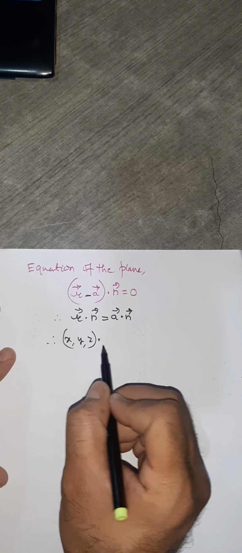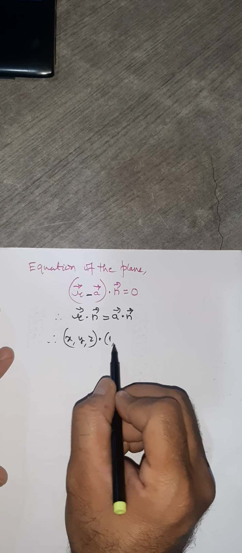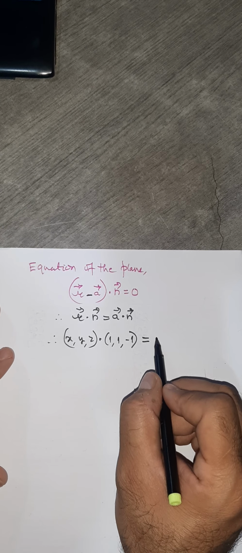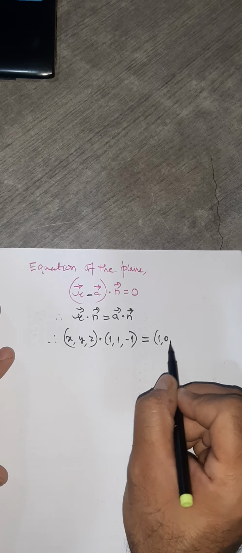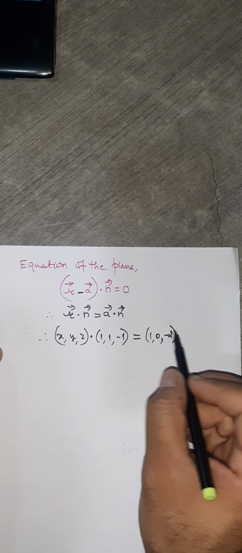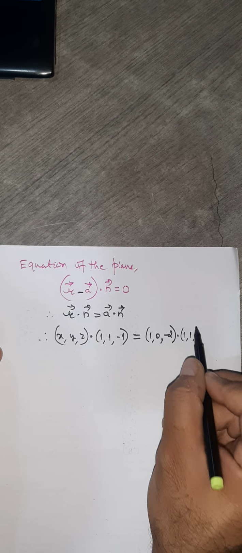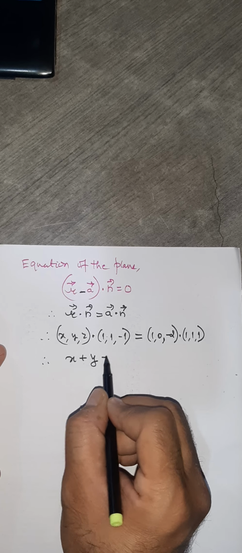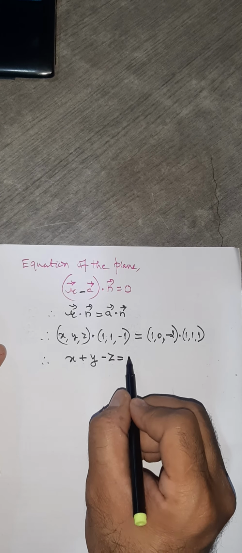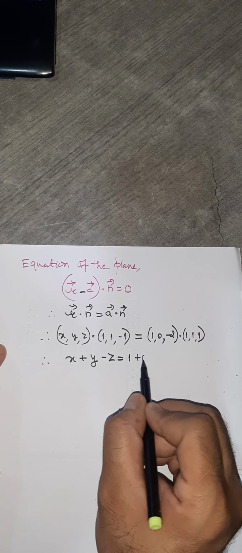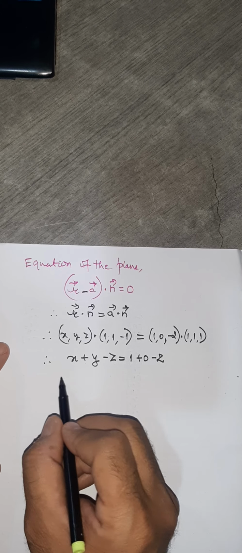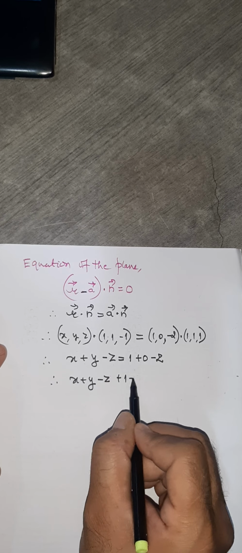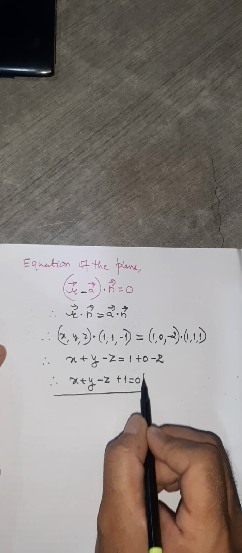This is x, y, z. What's the normal to the plane? Which is 1, 1, minus 1. And A, what is A? That's given to you, which is 1, 0, minus 2, dot the normal, 1, 1, minus 1. So x into 1 plus y minus z equals 1 into 1, plus 1 into 0, and this is minus 2 into minus 1. So we'll get x plus y minus z plus 1 equals 0. This is the Cartesian form.